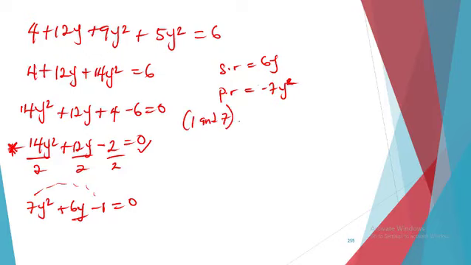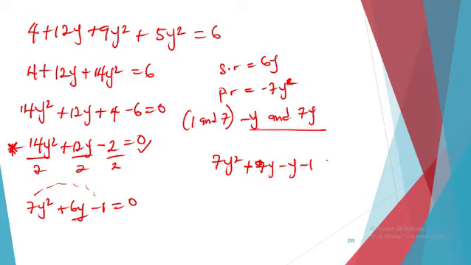The two numbers that can divide 7 are 1 and 7. So we then have minus y and 7y. Minus y times 7y will give us minus 7y squared. 7y minus y will give us 6y. So we now replace the middle term, which is 6y, with these two factors of 7. Therefore we have 7y squared plus 7y minus y minus 1 equal to 0.